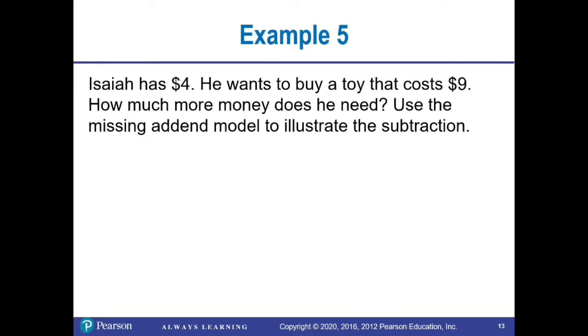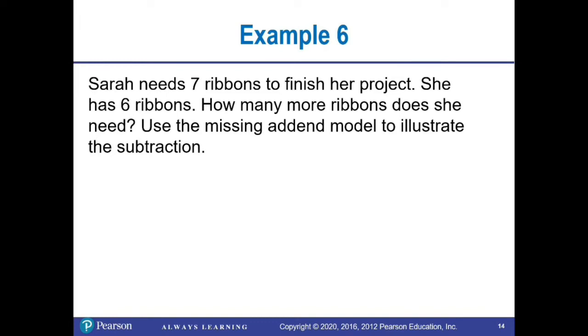Suppose Isaiah has $4. He wants to buy a toy that costs $9. How much more money does he need? We'll use the missing addend model to illustrate the subtraction here. So 4 plus what equals 9? Well, 4 plus 5 is 9. Suppose Sarah needs 7 ribbons to finish her project. She has 6 ribbons. How many more ribbons does she need? Again, we'll use the missing addend model to illustrate our subtraction here. So 6 plus what equals 7? Well, 6 plus 1 equals 7.